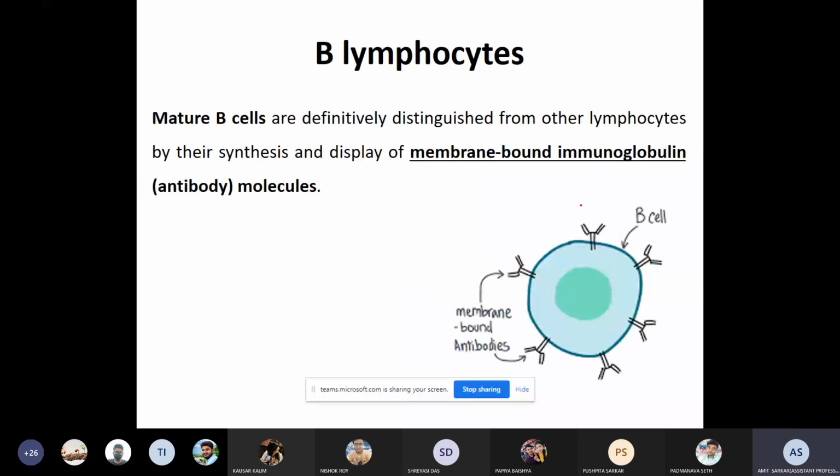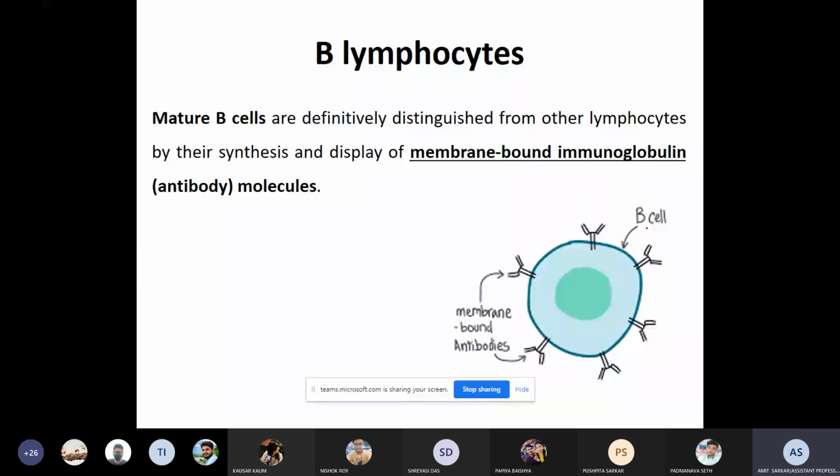And once you understand the concept, you will never forget it in your entire life. Okay. So, mature B cells. B cells are generated in the bone marrow, and then get matured in the bone marrow itself. They are distinguished from other types of lymphocytes, such as T lymphocytes or NK cells or small lymphocytes, by the display of one particular thing that is never present in any other kind of lymphocytes or other type of cells. That is membrane-bound antibody molecules, or immunoglobulin.